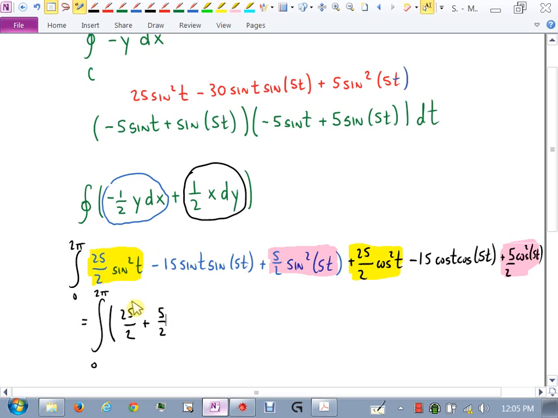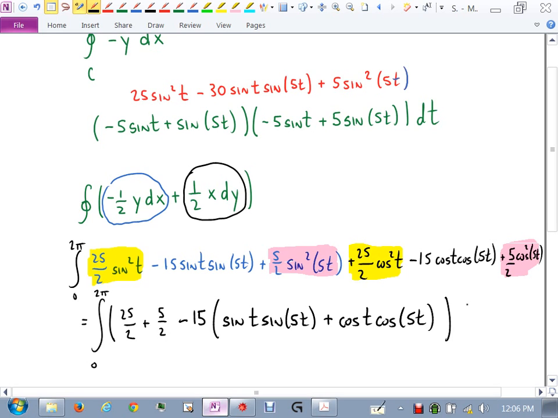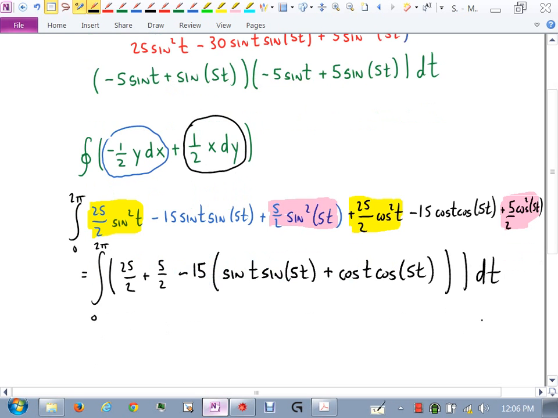And then, what about this? This and this. Can I do anything with that? I just pull out negative 15. That all right? All of that dt. Anybody recognize this?